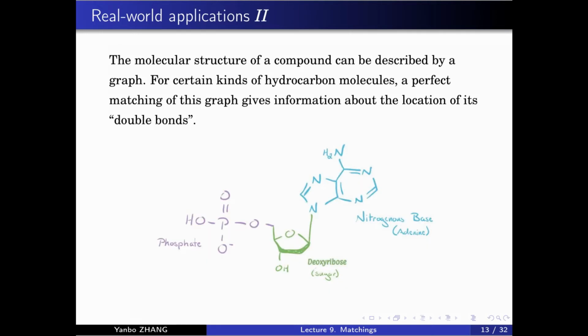The next application is that the molecular structure of a compound can be described by a graph. For certain kinds of hydrocarbon molecules, a perfect matching of this graph gives information about the location of its double bonds.